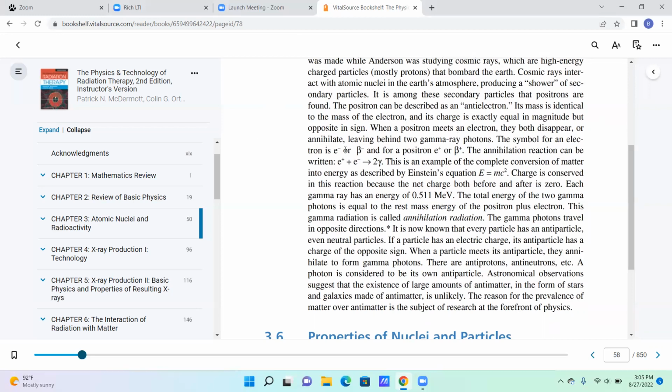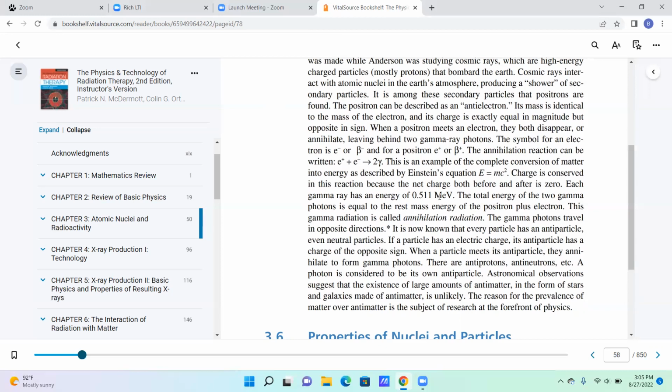The symbol for an electron is e, or beta with a minus sign, and for a positron, it's e with a plus sign or beta with a plus sign. The annihilation reaction is written this way. Basically, you've got your positron plus the electron, and you end up with two gamma rays. This is an example of a complete conversion of matter into energy as described by Einstein's equation. Charge is conserved because the net charge before and after is zero.